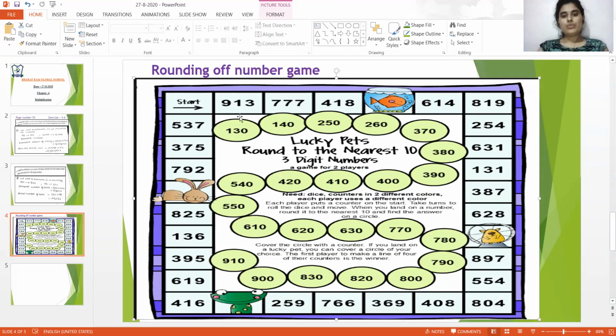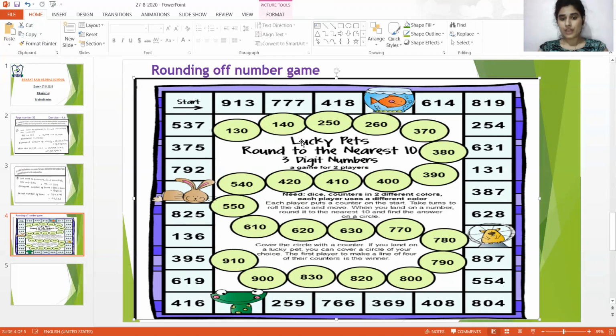Take turns to roll the dice. First player takes a turn first, then second player, then third player, then fourth player. First roll the dice and move. When you land on a number, suppose you land on 777, you have to round off this number 777 to the nearest 10. Let's round off this number. 777 rounds off to 780.